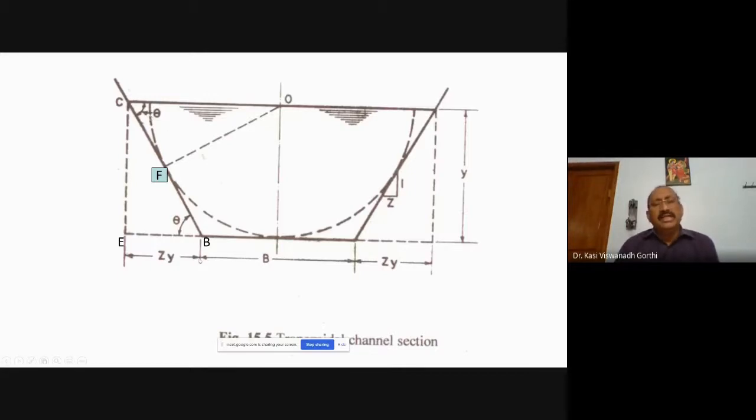Okay, so the total side is BC. You can see here, the total side is BC. Similarly, BE is the horizontal projection of this inclined line BC, which is equal to ZY, because we know the slope, Z horizontal to one vertical. So BE is ZY. What is CE? Can anybody see? What is CE in this figure? CE is the depth of flow Y. From the free surface to the bottommost point of the channel is the depth of flow Y. So CE is Y, BE is ZY, and the included angle is theta, O is the center.